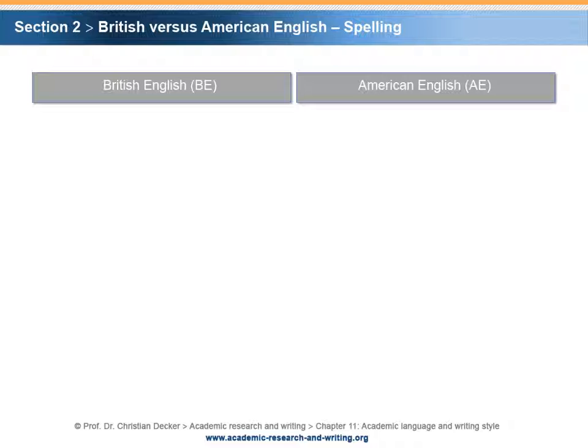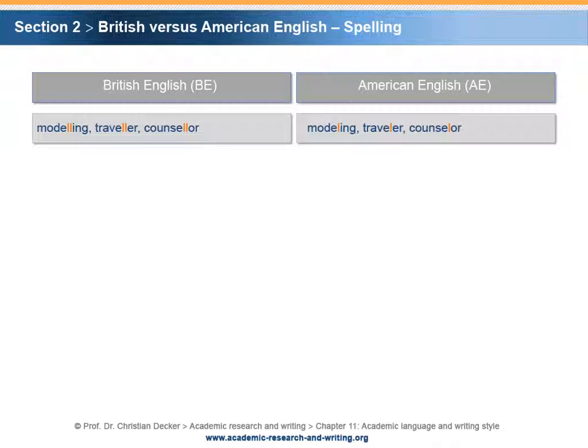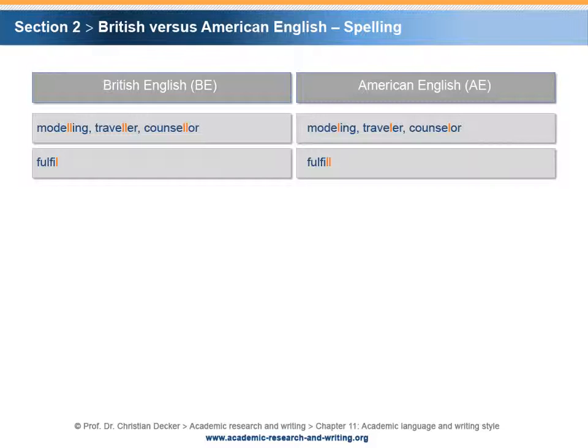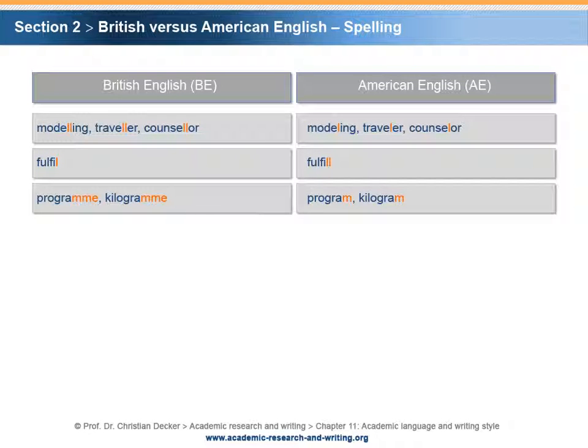In British and American spelling, some distinctions are made in doubled consonants. If the consonant L is followed by a vowel, it doubles in British English, as for instance in modeling, traveler, counselor, in contrast to American spelling. However, the infinitive form of the verb fulfill ends in IL in British and in ILL in American spelling. British nouns ending in double ME end in M in American spelling, as in program or kilogram.